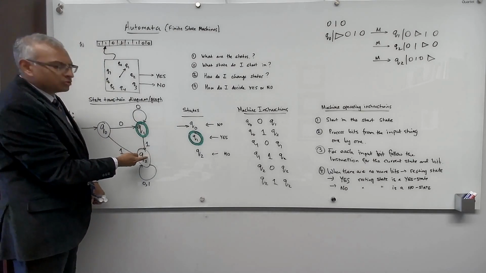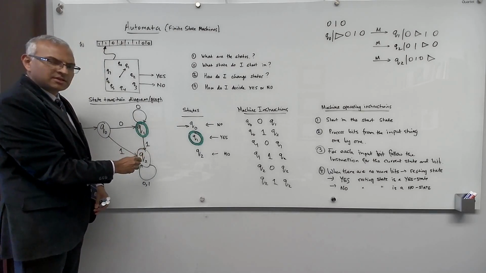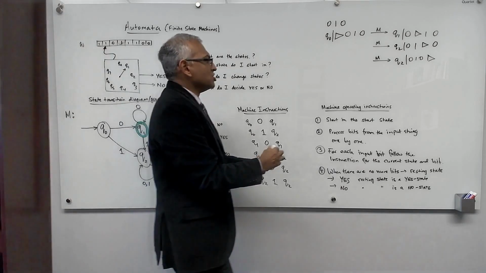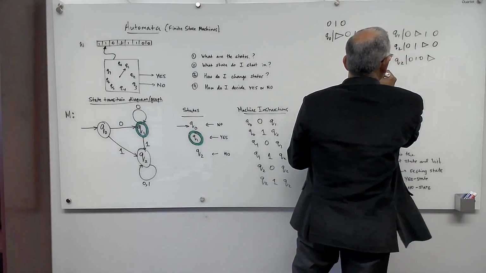Then I look: Q2 is not a green state. It's not an accept state. Now, usually we won't have the green, we'll just have the double circle. It's not an accept state, so I say no. So this gives me no.